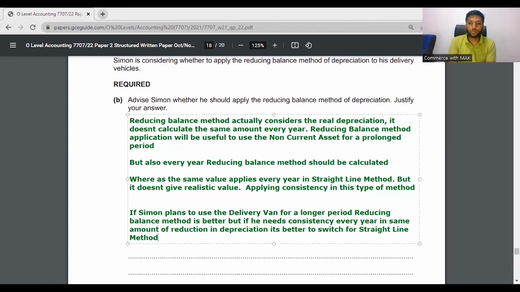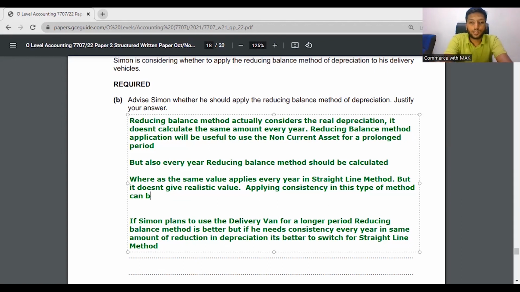So I said reducing balance method actually considers the real depreciation. It doesn't calculate the same amount every year. Reducing balance method application will be useful to use the non-current asset for a prolonged period. But also every year reducing balance method should be calculated. Whereas the same value applies every year in straight line method, but it doesn't give realistic value. Applying consistency in this type of method can be seen. And then finally, if Simon plans to use the delivery van for a longer period, reducing balance method is better. But if he needs consistency every year, the same amount of reduction in depreciation, it's better to switch to straight line method. Always give an option: you can go to this option or you can go to the other option.